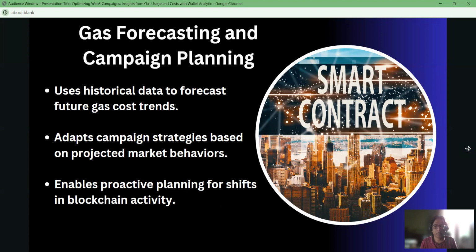And also, this helps you to identify gas forecasting and campaign planning. Based on the historical data that we collect, you can say that this particular customer is buying tokens every Monday, or this particular person is selling or transferring tokens every Wednesday. All this information you can collect and analyze to identify what exactly you can do in your future marketing campaigns, based on the past experience and the historical data that we collect from the Ethereum blockchain.